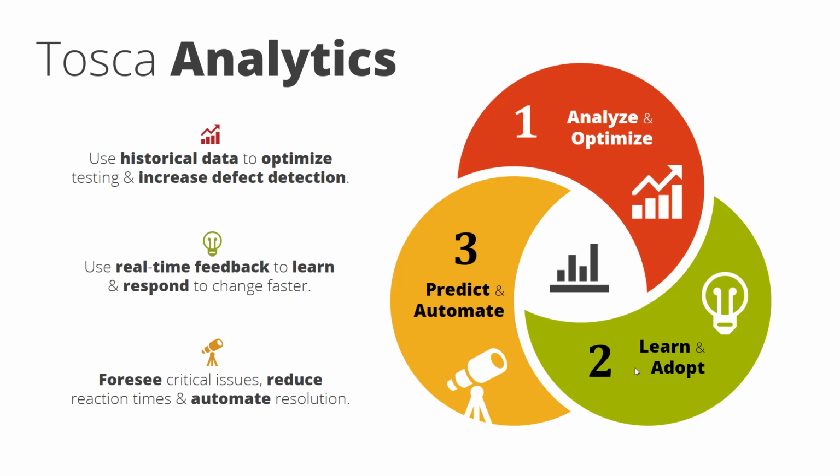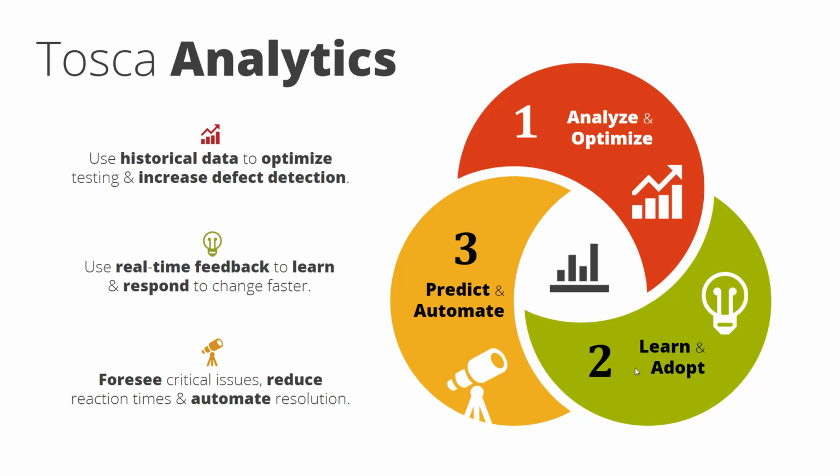So we are here in the theory of basically analyzing data and visualizing things. So we have like three major areas that we are interested in. The first thing is what we are calling here analyze and optimize. So it is about using some historical data to optimize testing, to increase the defect detection rate, and to just optimize the test portfolio.